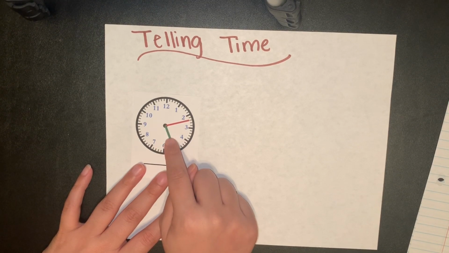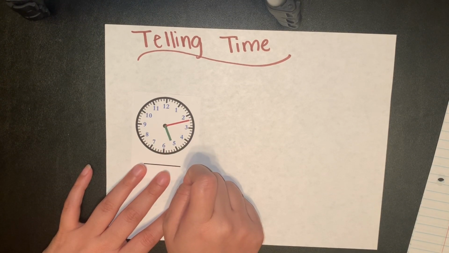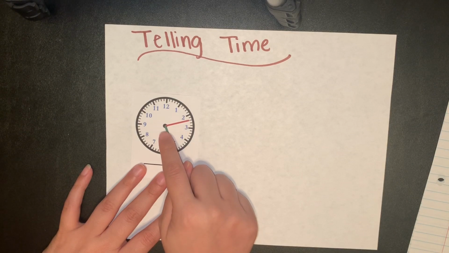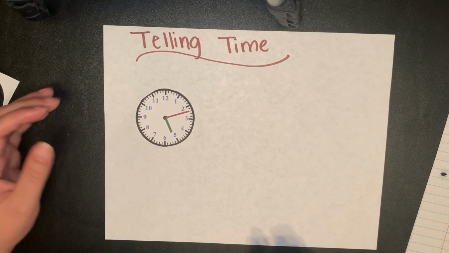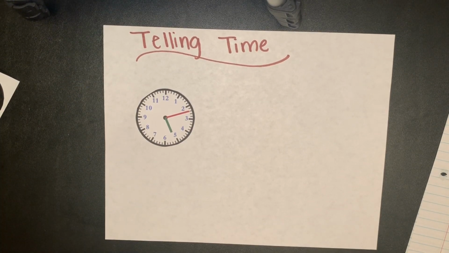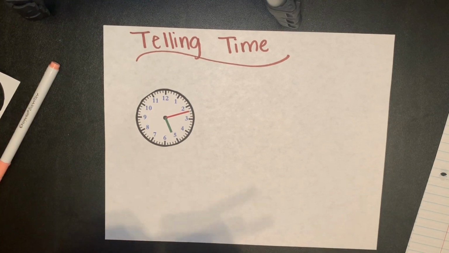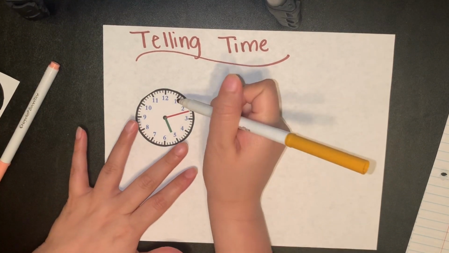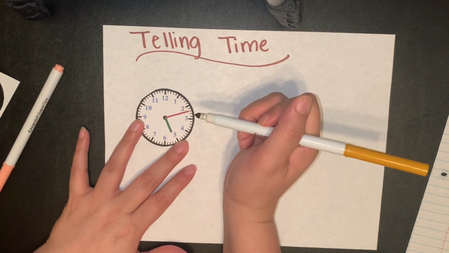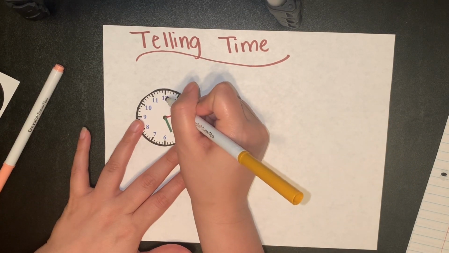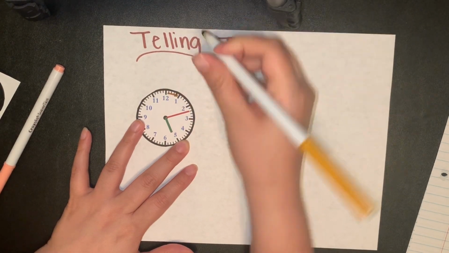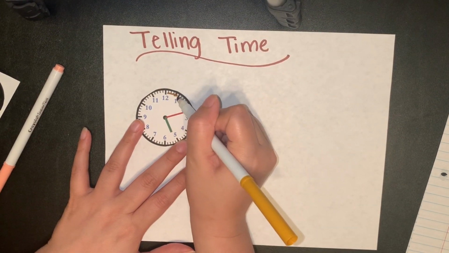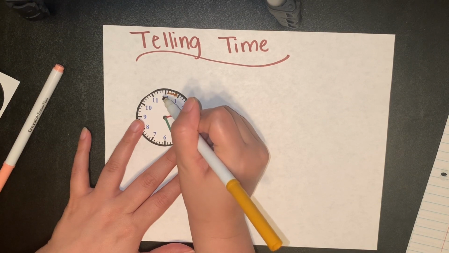The shorter hand represents the hours, while the longer hand represents the minutes. So to start off with, we're going to focus on only the hour hands. The hour hands are represented by the numbers on the clock. So 12 all the way up to 1, if the hour hand is between there and there, it is still 12 o'clock.